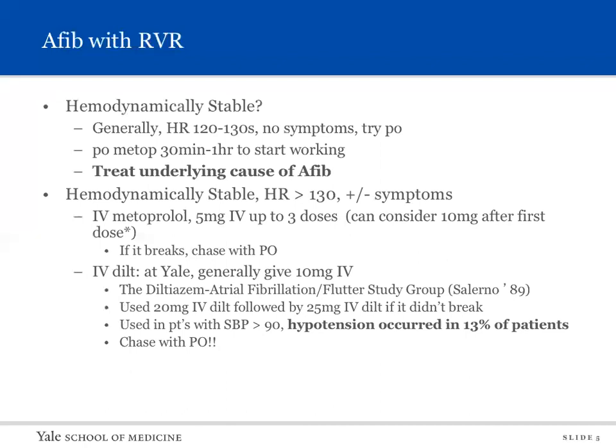And then the maximum dose of diltiazem in a day that you can go up to is about 360 milligrams or so. If at any time they become hemodynamically unstable, their blood pressure is in the 70s, they're a little confused, just go right to cardioverting them. There's no sense in waiting around and waiting for things to get a little worse.